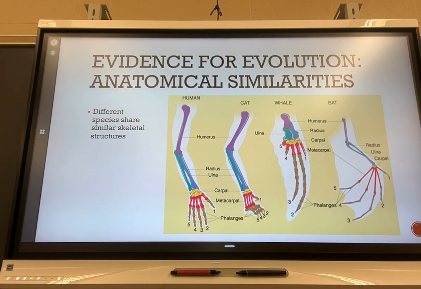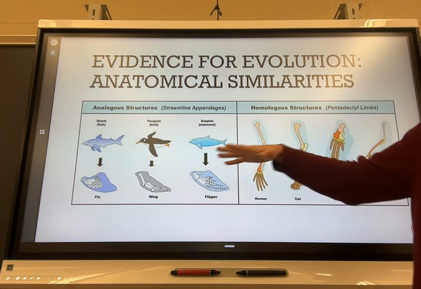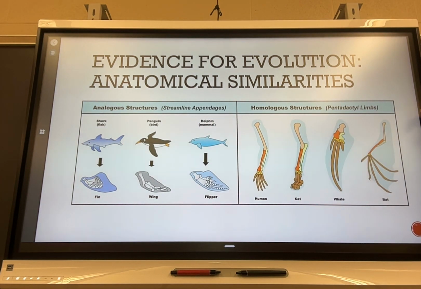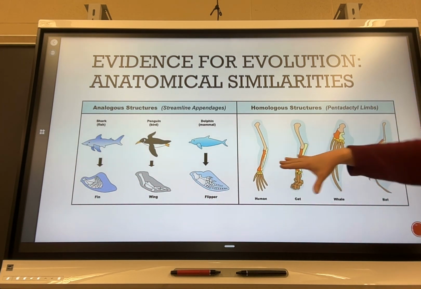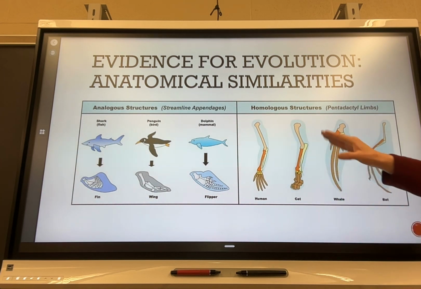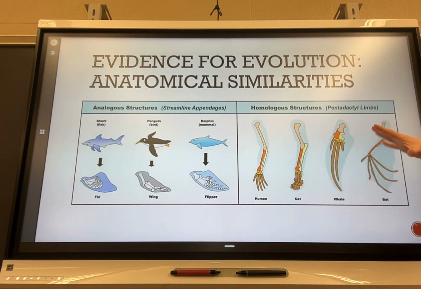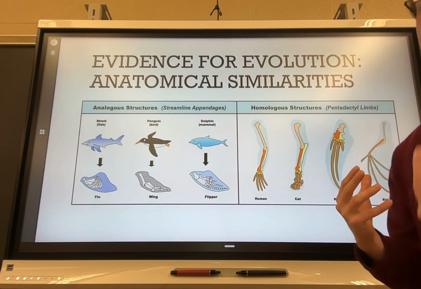We can use tools a lot better. But there had to have been some common ancestor between all of these that had 5 digits, and the mutation it was given for 5 fingers worked the best. So this relates to both analogous and homologous structures. Homologous structures, homo is same, so same structures from a common ancestry. That pentadactyl limb, like I just talked about with the 5 fingers, even though we have different species, each one has the same kind of lineage. They're all related back to a common ancestor.